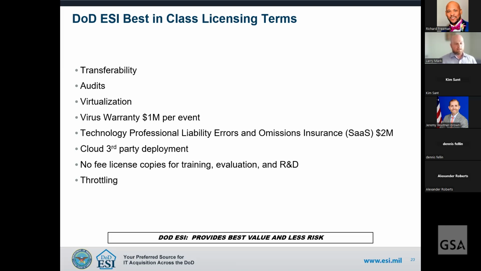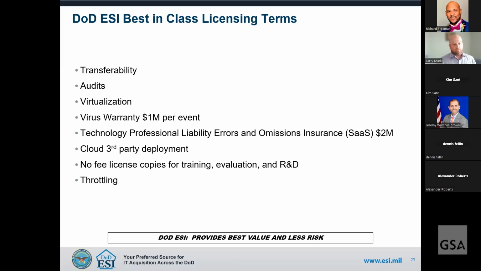The no-fee license copies for training, evaluation, and R&D. These are typically perks. So if you have a training lab that uses some software, you may be able to obtain some copies of those licenses to be able to use that software in that training lab, or if there's any R&D going on. As long as you're not using the software in any type of production, we typically do have these free licenses available.